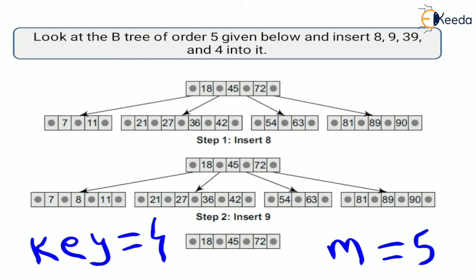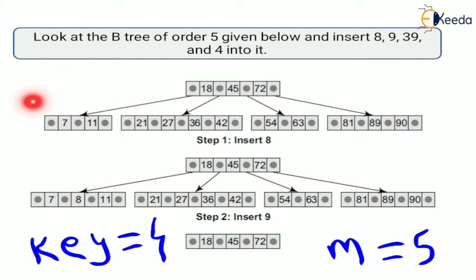Just observe here, in step number 1, we are inserting the first element, that is 8. 8 should be inserted according to the pattern we are following. On the left side of the tree, the node which consists of 7 and 11 is a proper place to insert the new element 8, so that it follows the rule that the minimum value goes on the left hand side and the maximum value on the right hand side.